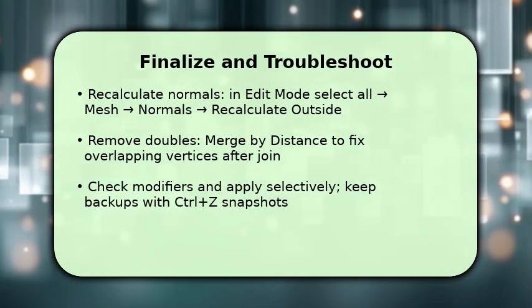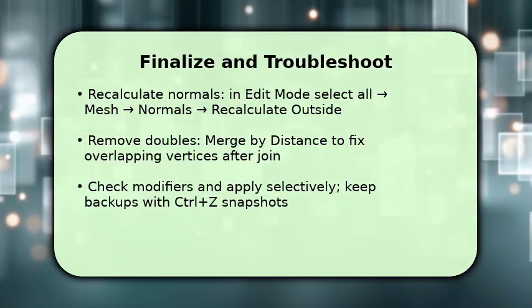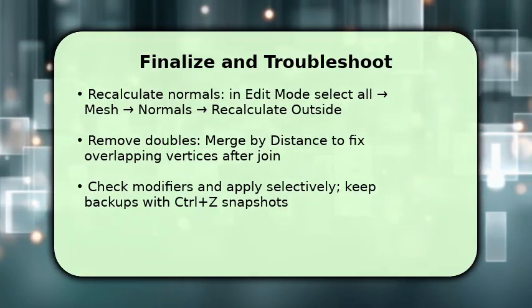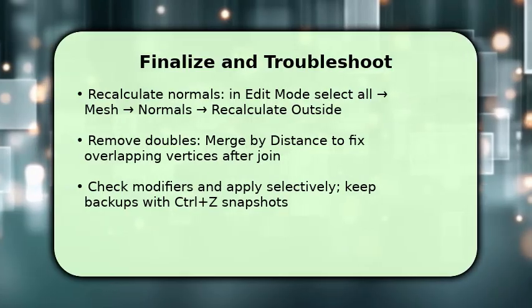Finish by cleaning topology. Go into edit mode, select all and recalculate normals so shading stays consistent. Once joined, use merge by distance to remove overlapping vertices and tidy the mesh. This prevents shading artifacts and physics issues.